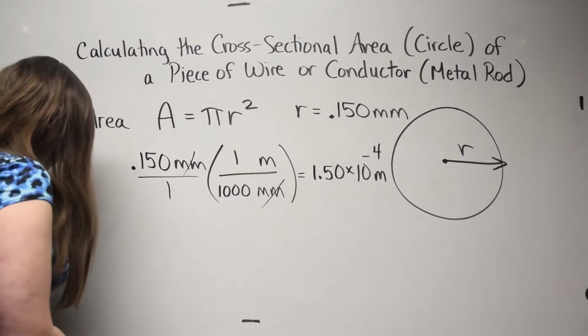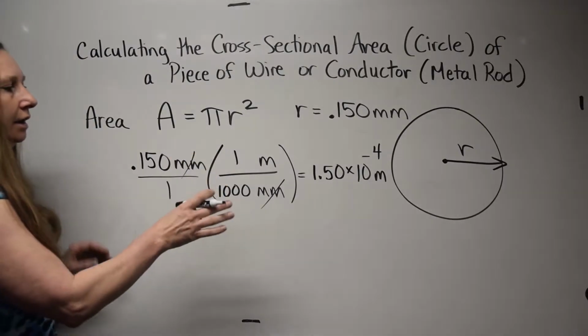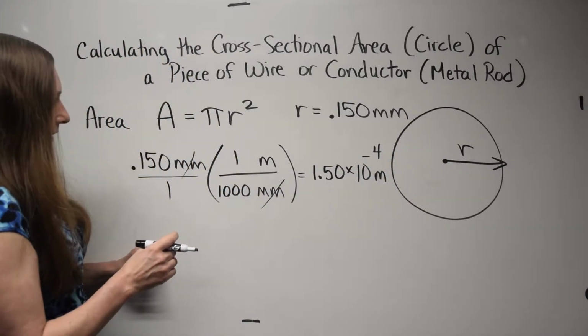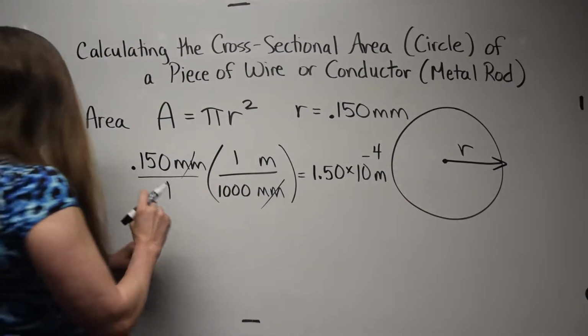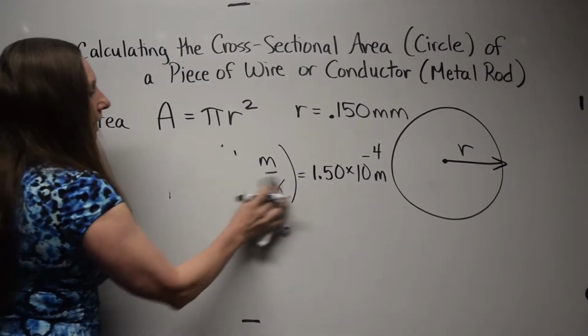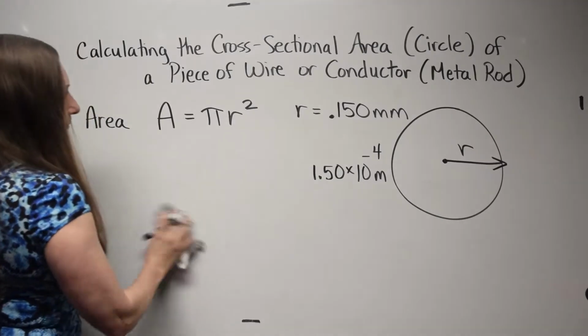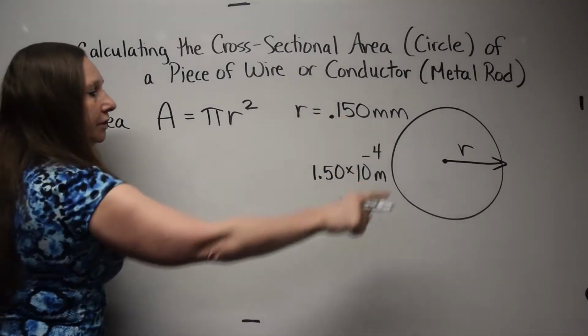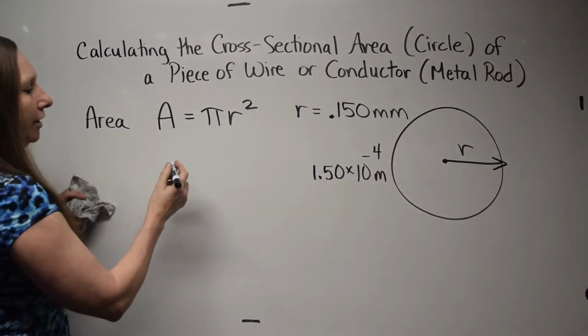So that's the radius of the end of the wire in meters. Now, let's hold on to that number, and let's start plugging in to get the area of the little circle at the end of the wire.